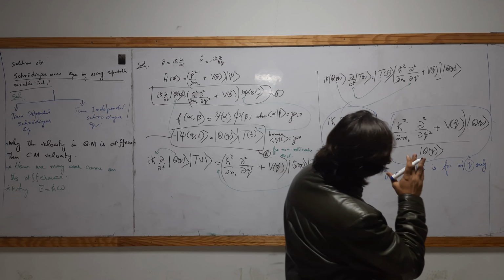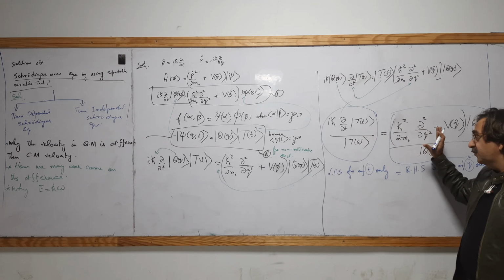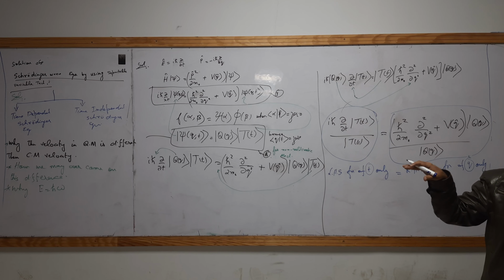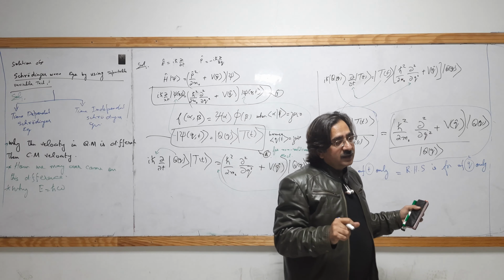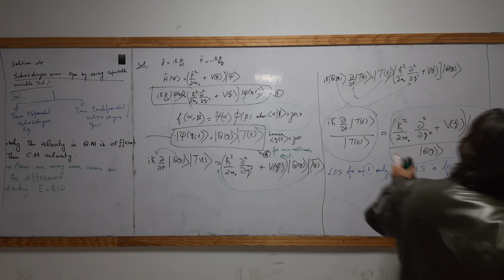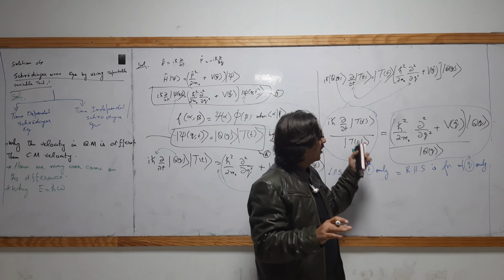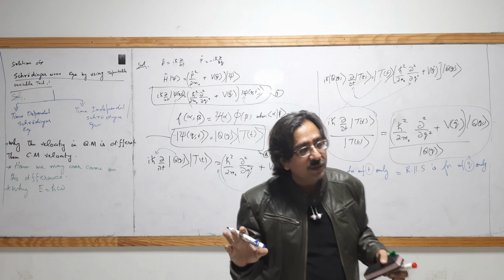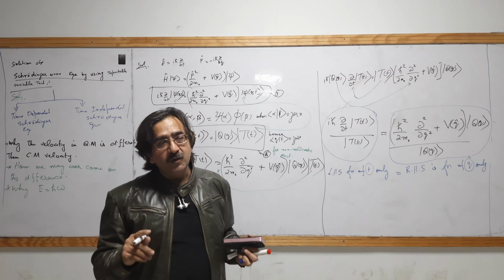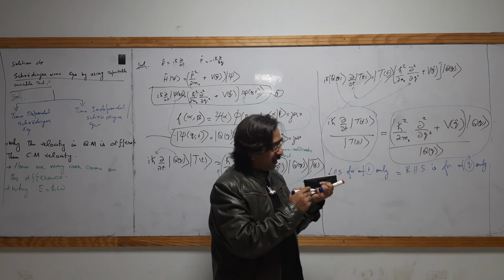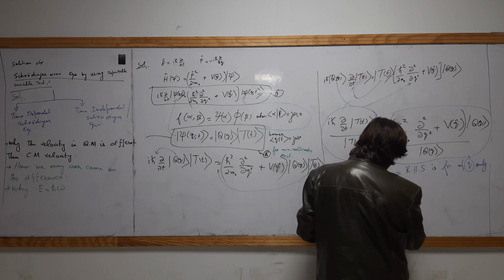So, if the left side is a function of T only, and on the right there is no T involved, it is a function of Q only. If two such things are equal, then they will be equal to something that is neither a function of position nor a function of T, because Q and T are independent. Both will be equal to a constant, because the left hand side is a function of T only and the right is a function of Q only, so both will be equal to some constant.